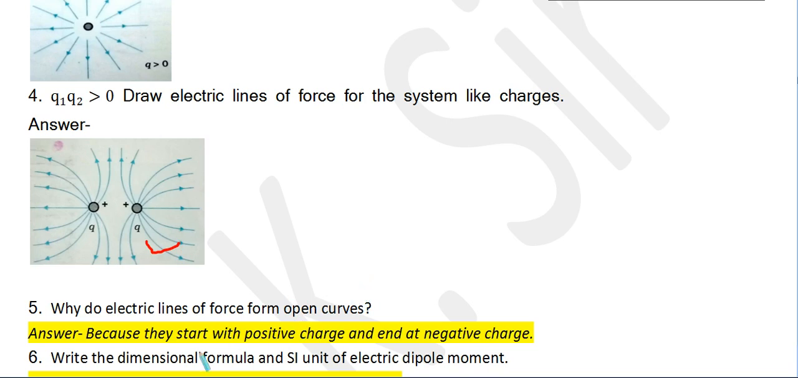Now question number 5. Why do electric lines of force form open curves? Because they start from the positive charge and end at the negative charge, so they form open curves.